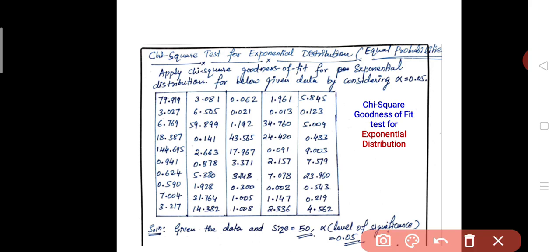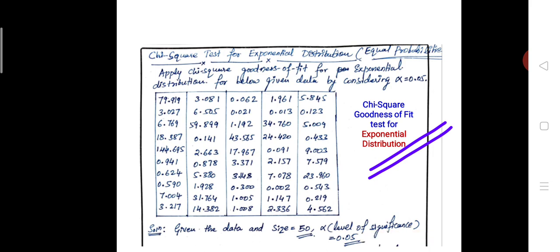Let us consider a problem statement. Chi-square test for exponential distribution, where all the probabilities are equal. The problem statement is: apply the chi-square goodness of fit test for exponential distribution for the below given data by considering alpha equal to 0.05. This data they have given, and for this data we have to apply the chi-square goodness of fit test. They have asked us to consider that the distribution is exponential.